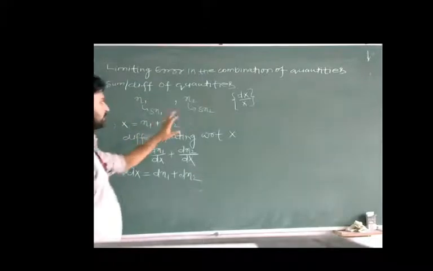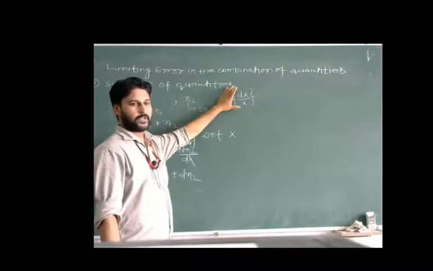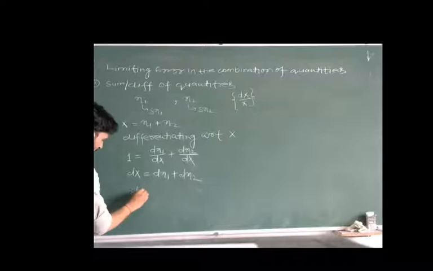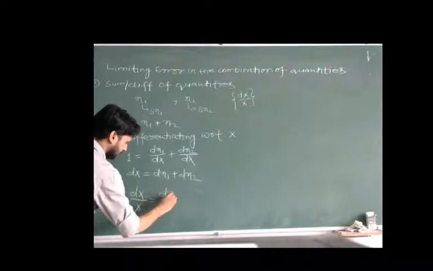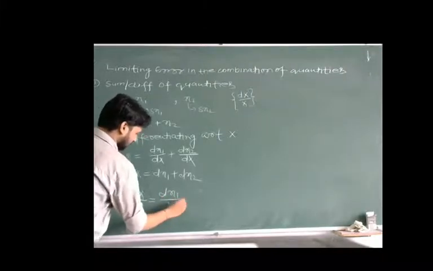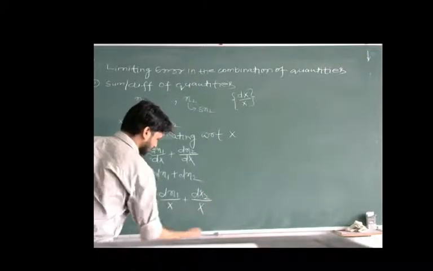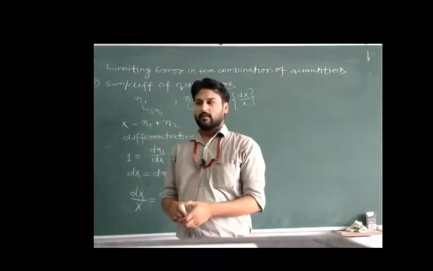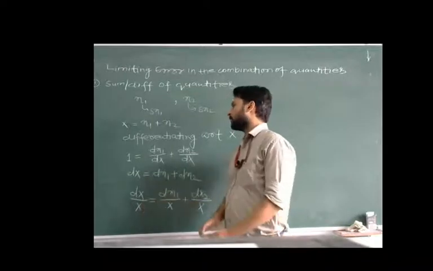We have to find out dx upon capital X. So we have to divide this equation by capital X. So we will write dx upon X is equal to dx1 upon capital X plus dx2 upon capital X. This is the total relative increment in the function capital X.